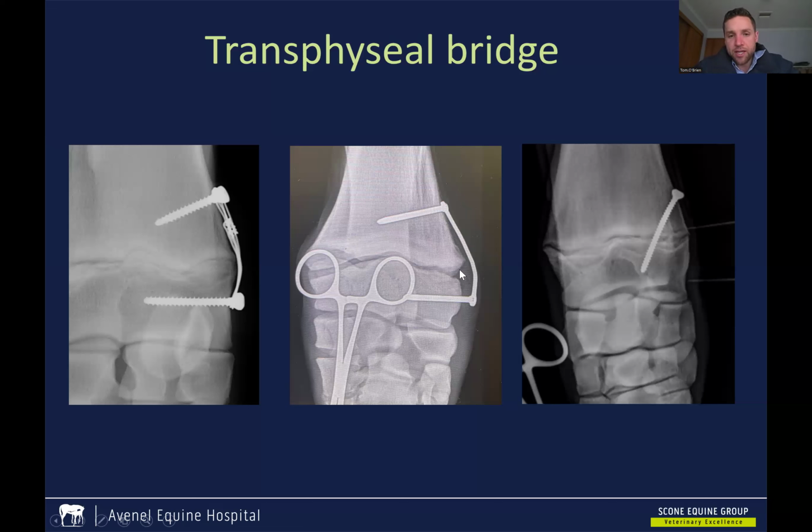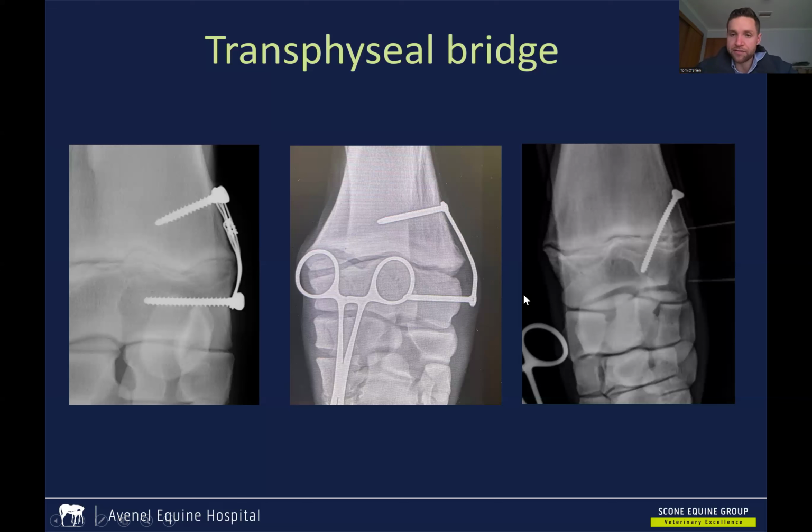The x-ray in the middle shows the way that we do it here at Avenel. Again, you can see that there's a screw just below the growth plate. Here, there's a screw just above the growth plate. Instead of using wires, we have a pre-made little plate that we use. The reason why we use that is because then we don't have any sharp points from a wire directly under the skin. It's very easy to place. We get very good healing, and it seems to be a really good technique.